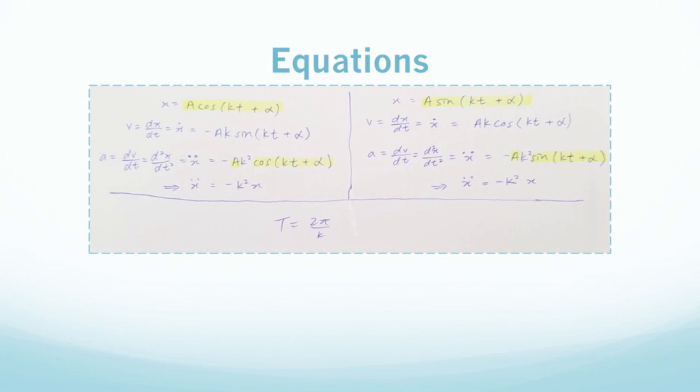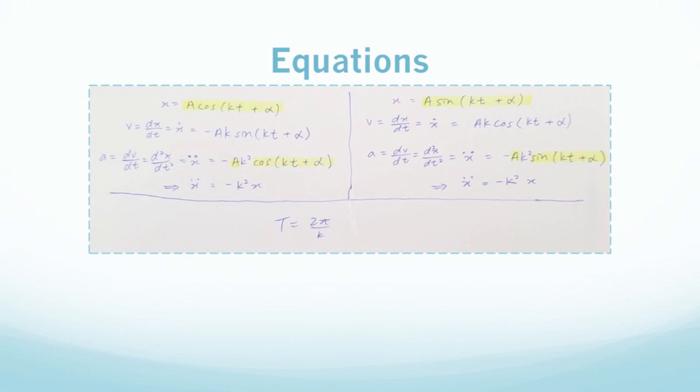As you can see on the first and third line, the highlighted parts, we will be able to obtain x double dot equals negative k squared x, because x is just a cos(kt + alpha), and from the third line, the only thing that is not highlighted is negative k squared. This whole thing is the same with displacement equals a sin(kt + alpha), and all the steps to get velocity and acceleration are the same.